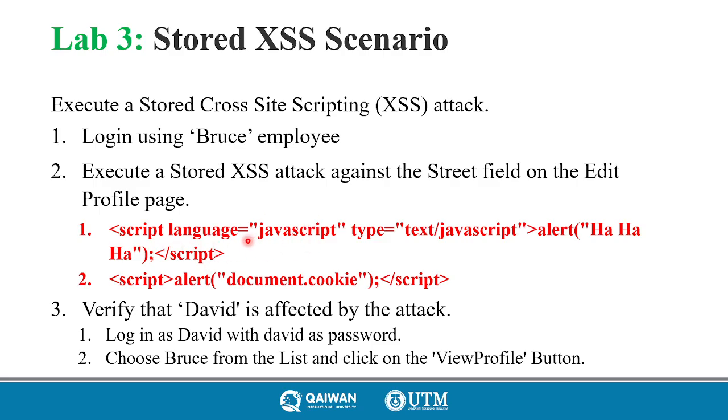Script language would be equal to JavaScript. Type would be text/javascript. And the alert, or the pop-up message that will be shown here, would be "ha ha ha". Now this script will show me once I click on something, it will say "ha ha ha". So normally I will be scared and I will think that I have been attacked or hacked.